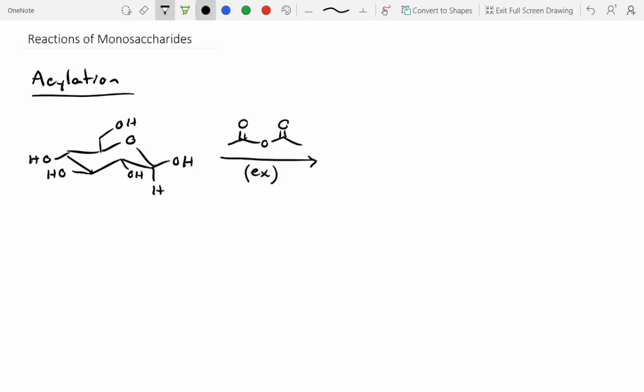Yeah, it's going to form an ester, right? So going back to the carboxylic acid chapter, we've got a bunch of alcohols. We've got an acetic anhydride, or an anhydride. Anytime you treat an alcohol with an anhydride, you're going to form an ester. Oftentimes what biochemists and organic chemists will do is they'll abbreviate this group as Ac, which is short for acyl. And what this will do is react at every single position where there's an alcohol.